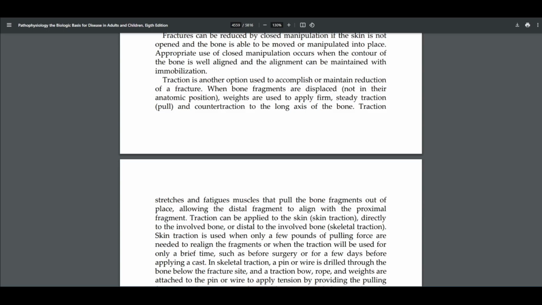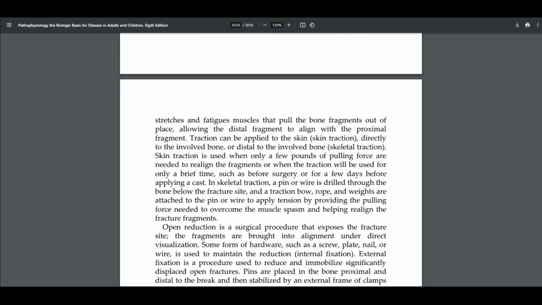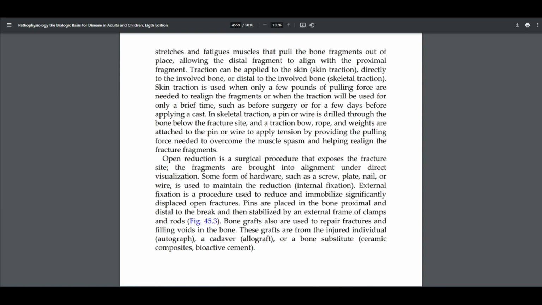When bone fragments are displaced, weights are used to apply firm, steady traction or pull and countertraction to the long axis of the bone. Traction stretches and fatigues muscles that pull the bone fragments out of place, allowing the distal fragments to align with the proximal fragment. Traction can be applied to the skin directly to the involved bone or distal to the involved bone.